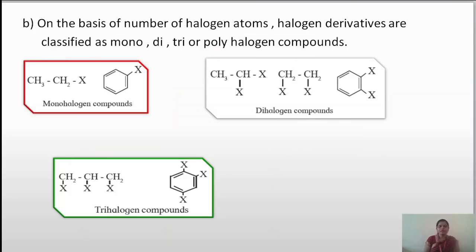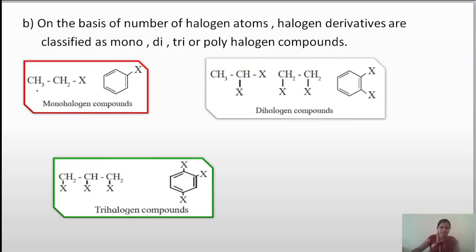Next type of classification of halogen derivatives is on the basis of number of halogen atoms. Halogen derivatives are classified as mono, di, tri or polyhalogen compounds. So we will start with the monohalogen compound. What do you mean by monohalogen compound? Here the name itself indicates the meaning of the word. Mono means one, and when there is a presence of one halogen atom in that compound, then we will call it a monohalogen compound.